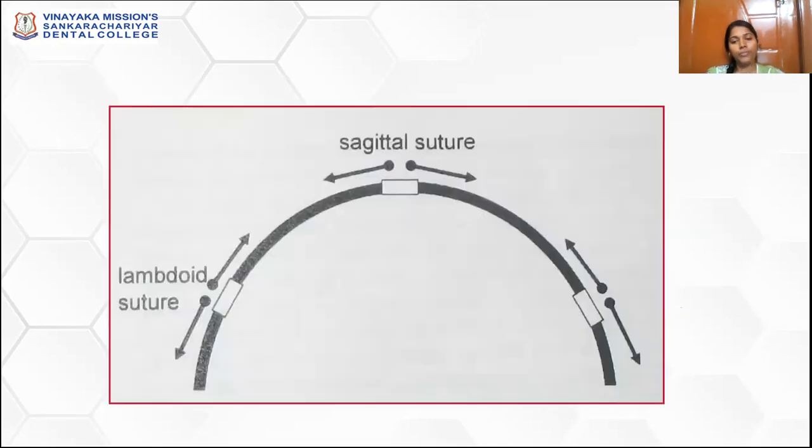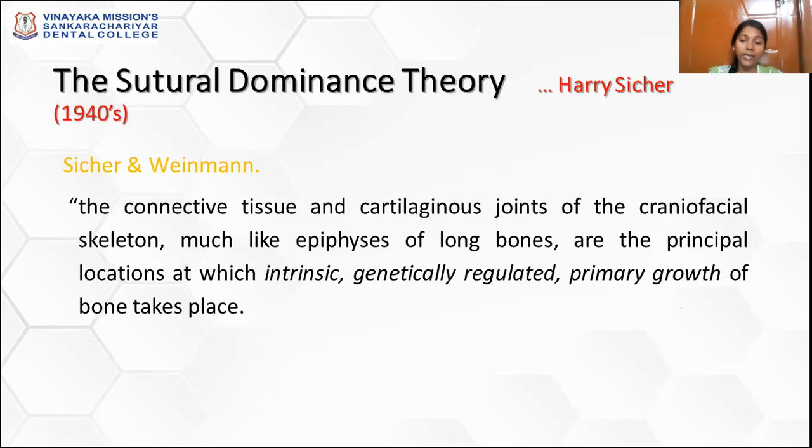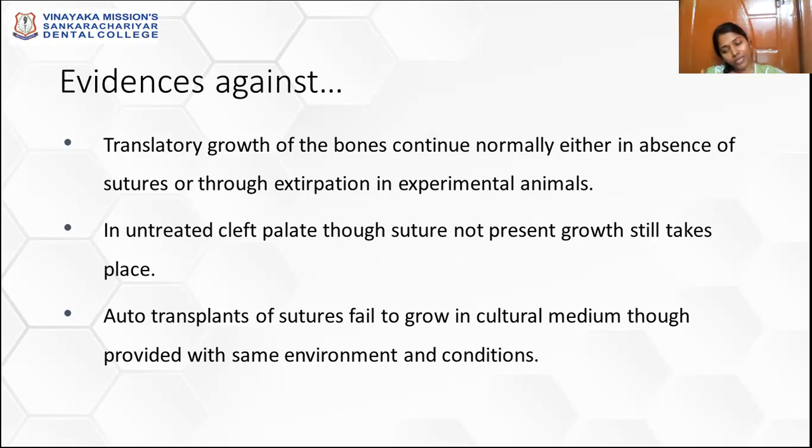And another important thing. In the previous slide, what did we see? Intrinsic, genetically regulated primary growth at the site of suture. That is what we thought. But if that is the case, whether the suture is in its place or we take it and transplant it to other areas, there should be growth, right? Because we say it intrinsically has a genetic potential to grow. Suppose you take a suture from here and transport it to some other area with a favorable environment for growth, like a culture medium, an in vitro site, or some other part with the same environment and conditions. It should still grow. But if it doesn't grow, it means it doesn't have that intrinsic potential. That is what happened. The autotransplants of suture failed to grow in the culture medium even when we provided the same kind of environment and conditions. I hope you can follow me. So these things led to the sutural theory failing.